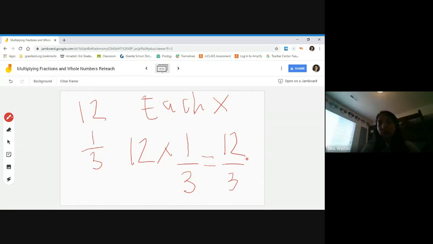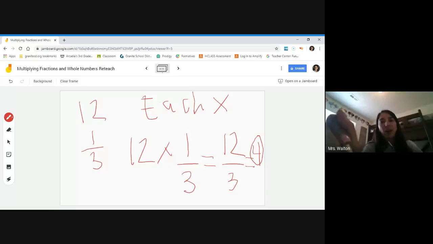A mixed number means you just have to divide. 12 divided by 3 gets you 4, and there's your answer. So if it asks for a mixed number, you can't give it in this improper fraction. You have to write it as a whole number or a mixed number. In this case, our answer would be 4.